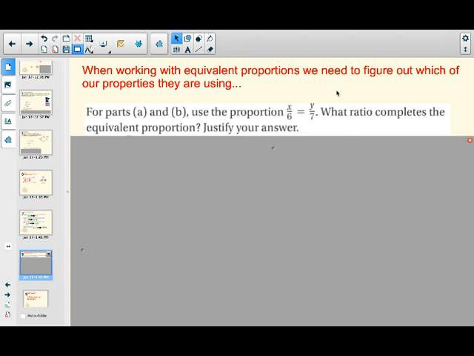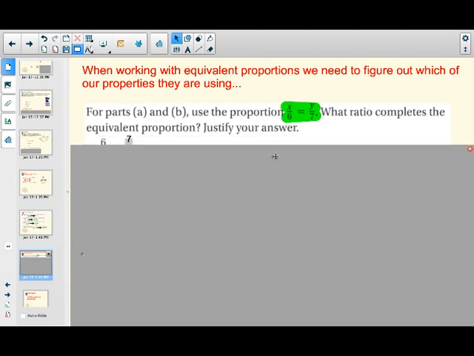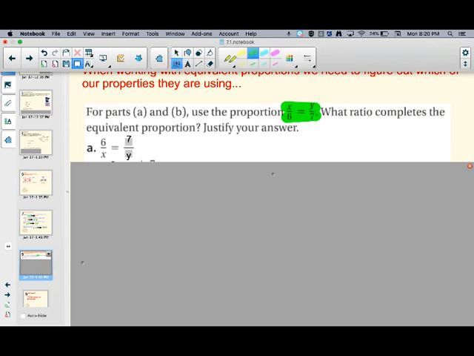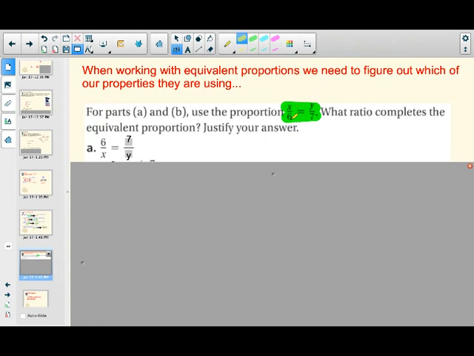So when working with equivalent proportions, we need to figure out which of our properties they are using. Notice what they are focused on here: x over 6 is equal to y over 7. What ratio completes the equivalent proportion? Justify your answer. I do have these filled in already, so we'll have to hide the answer for a sec. It wants to know, if we have 6 over x, what's our answer going to be? Notice the answer is there for you, but let's think about what we did here. Originally we had x over 6, and now we have a reciprocal. So we do the same thing here. We take the reciprocal of y over 7, and we get 7 over y.